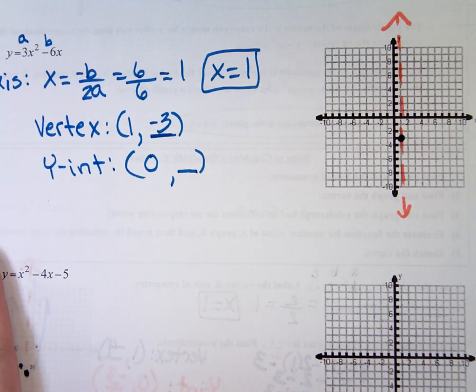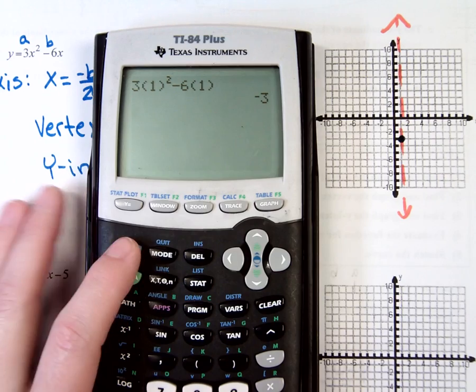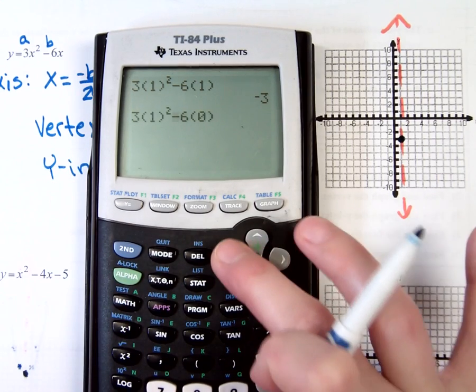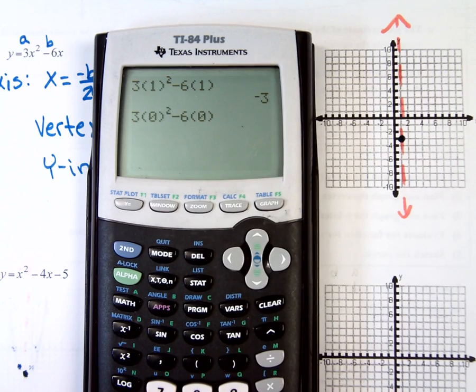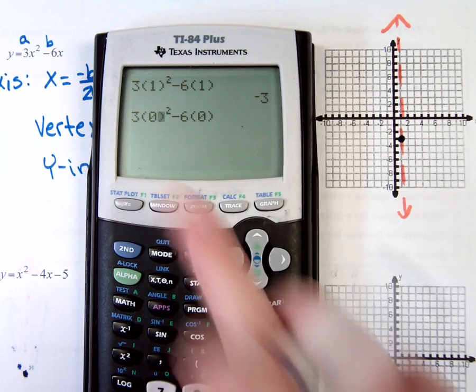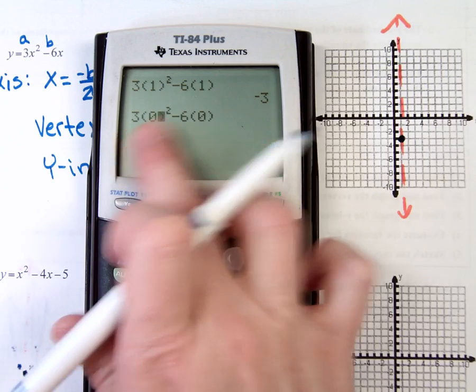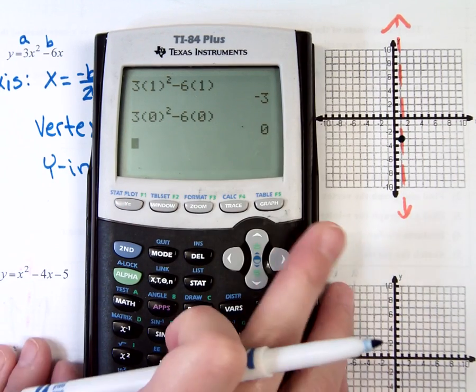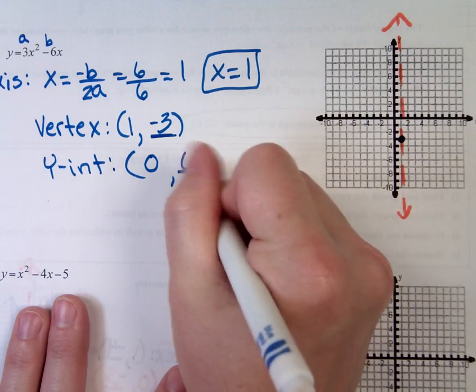So I need to put 0 in both of those x's. So if I use my calculator, I can go second enter and put 0 in place of those. Do you know what this is going to give you before you hit enter? 0. 0 squared, 0. 0 times 3 is 0. 0 times -6 is 0. There's nothing there. Just 0. Okay, so my y-intercept is 0, 0.